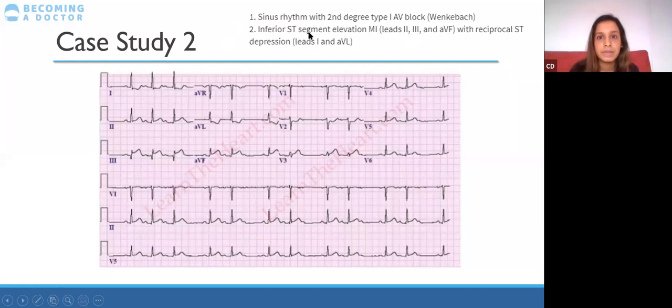And yep, so sometimes when you have an MI, which is an ST elevation MI, you can also have reciprocal ST depression. But again, that should be in the pathology lecture. Someone's asked, when is the pathology lecture? I'm sure Hinal from Becoming a Doctor will tell you that at the end, because I don't know.